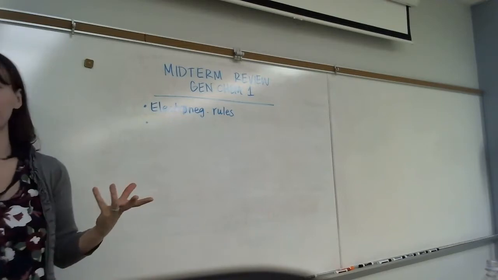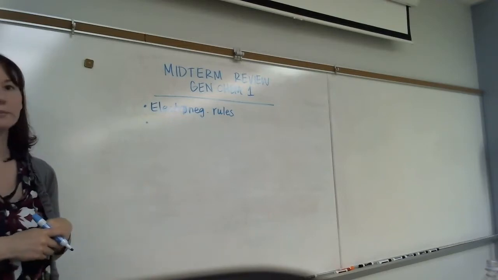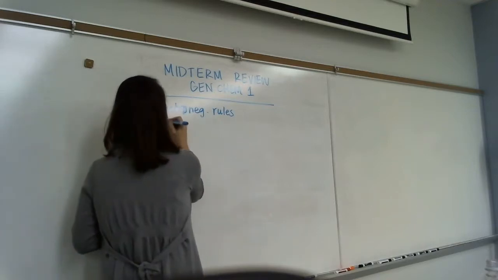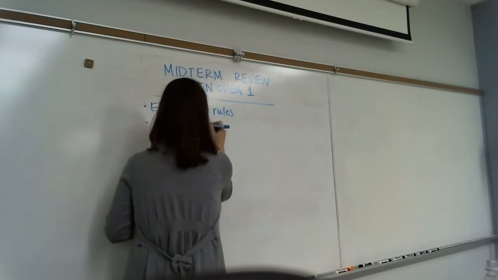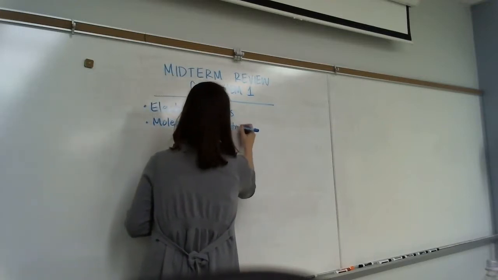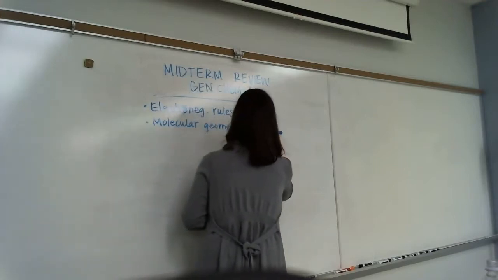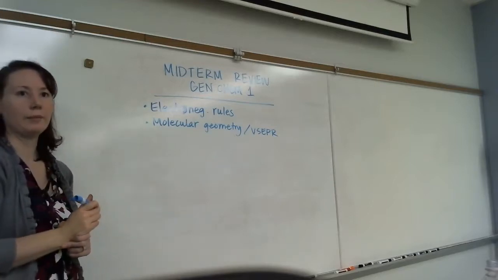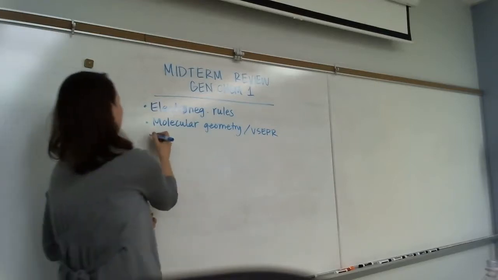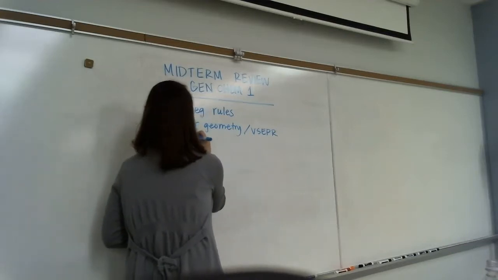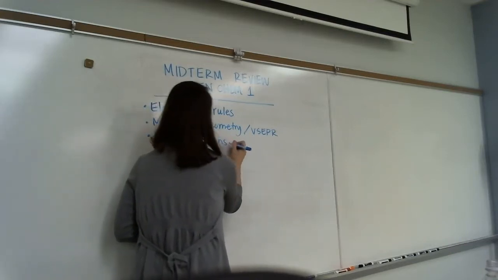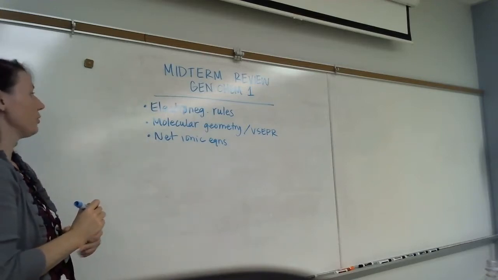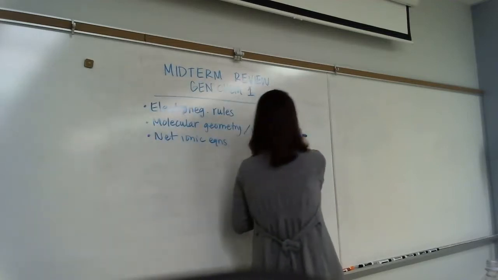You guys made lists of things you want to talk about. So what are some things on your list? Molecular geometry. Molecular geometry, okay. That's VSEPR. Okay. And what else? Net ionic equation. Okay. Do the construction of like the Lewis structures, which lead into all that. Okay, so molecular geometry and VSEPR / Lewis as well.